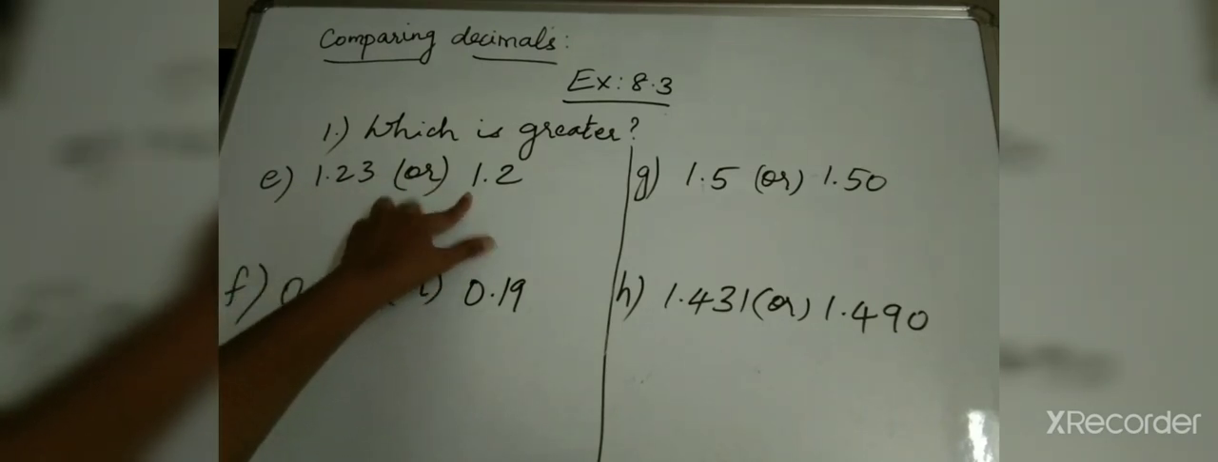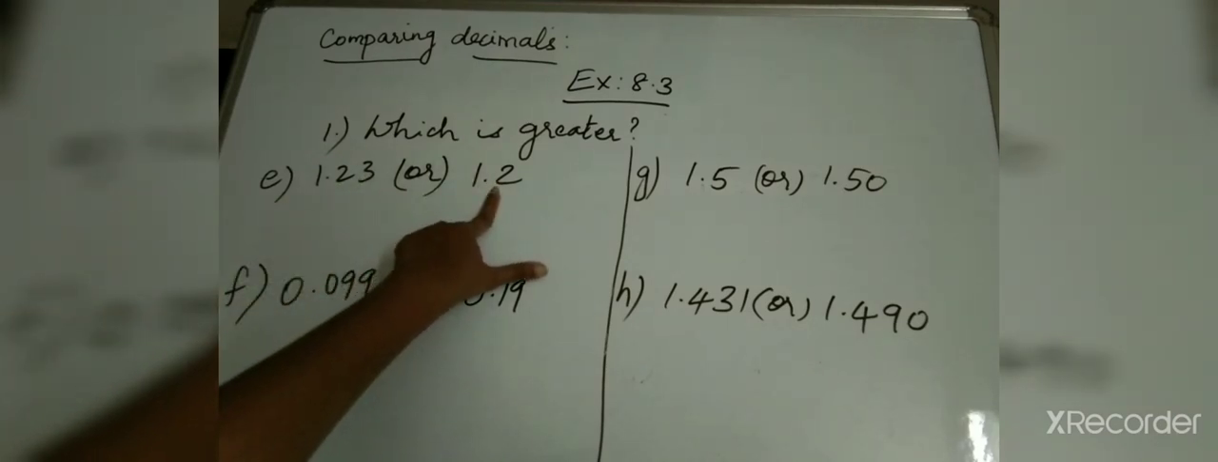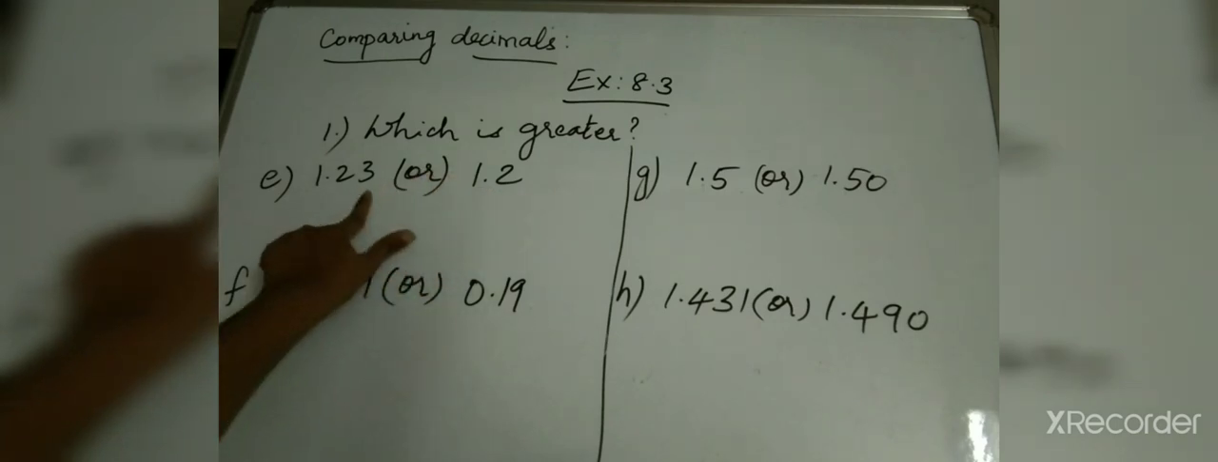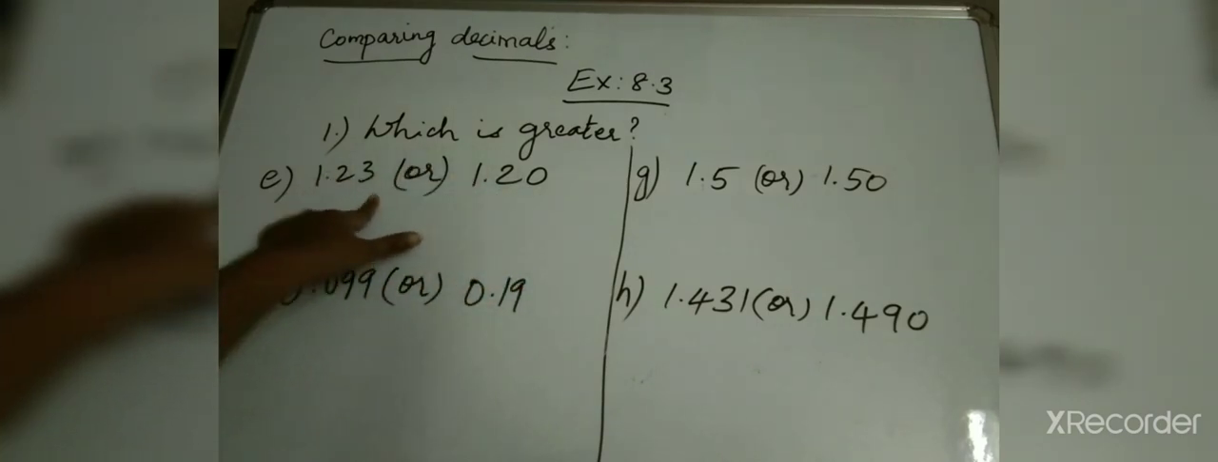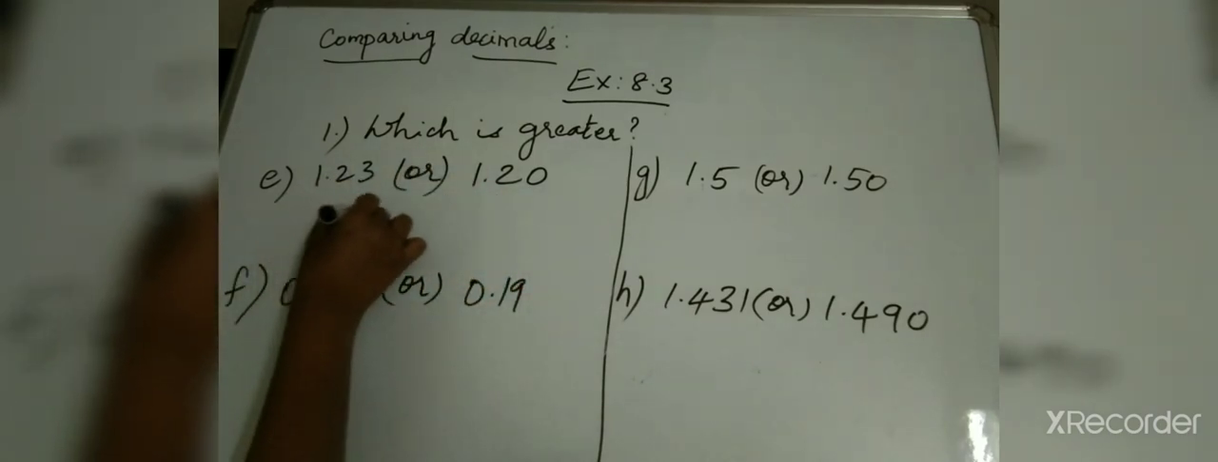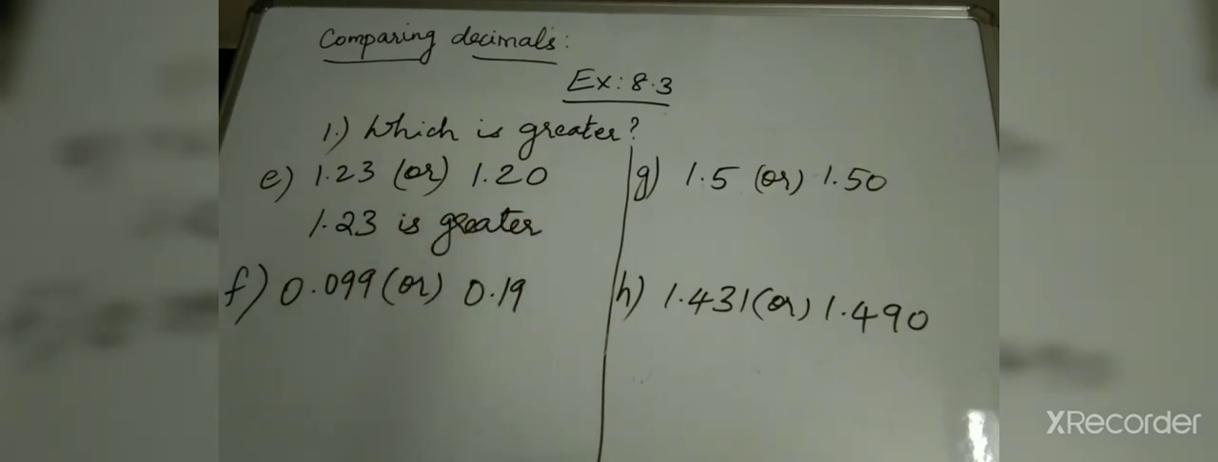Next one, 1.23 or 1.2. Okay, so leftmost digit you have 1 here, here also 1. Okay, now move to the next digit. Next digit is 2 here, here also 2. Both are same. Okay, now coming to the next digit. Next digit is 3 here. Here you don't have any digit. That means there is a 0 here. Okay, now 3 and 0. Which is greater? 3 is greater. So we can say 1.23 is greater. Clear?